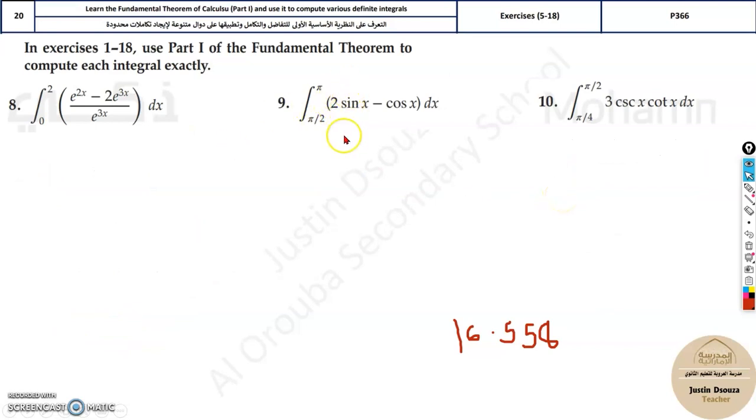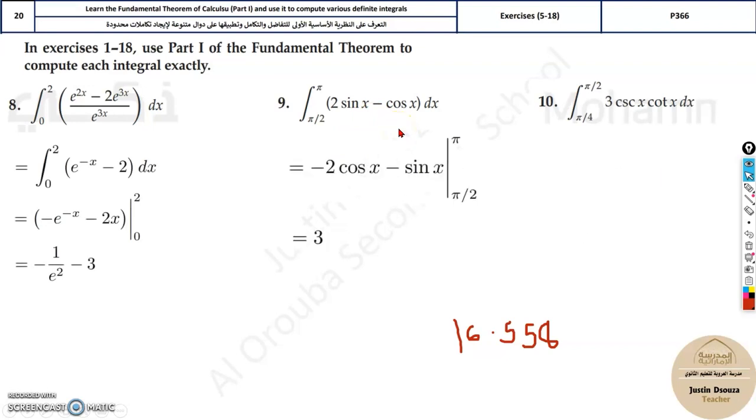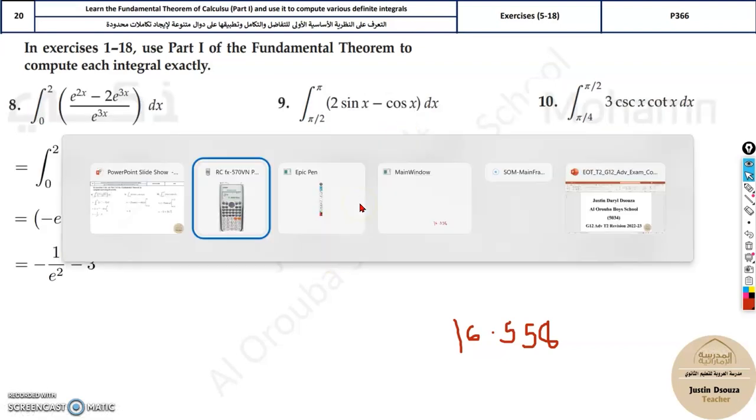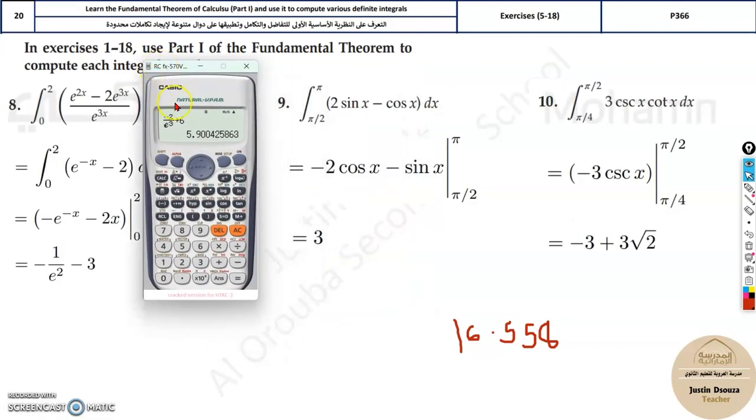Now over here, it's the same thing. All problems are very straightforward, but just remember when you have trig functions, let me do this last one. When we have trig functions, 2 sine alpha x, close the bracket, minus cos x.